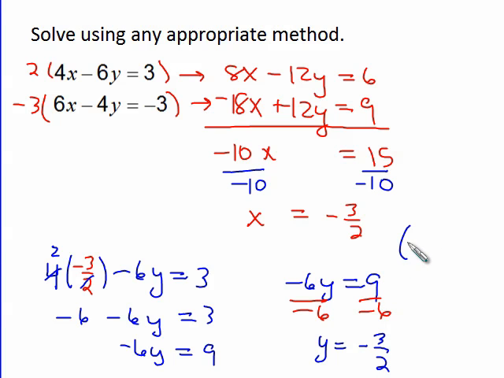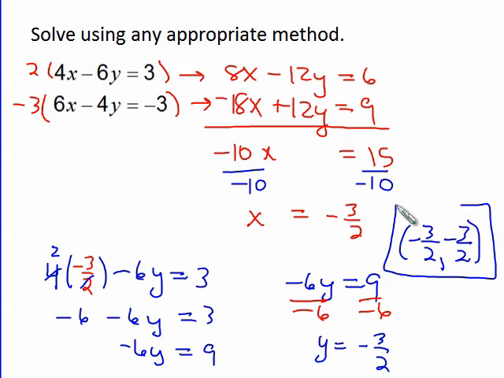So the final ordered pair then is negative 3/2, negative 3/2. So this is the pair of numbers that will make both of these equations true.